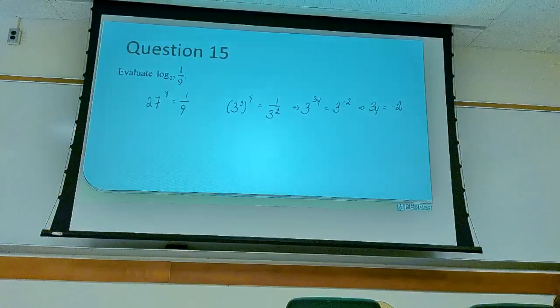You could use the same thing. Now you have the same base, so your exponents have to be equal. Yeah, but you just basically did what we did up there. Right. Well, I wrote what's up there in exponential form, so we could solve for y.